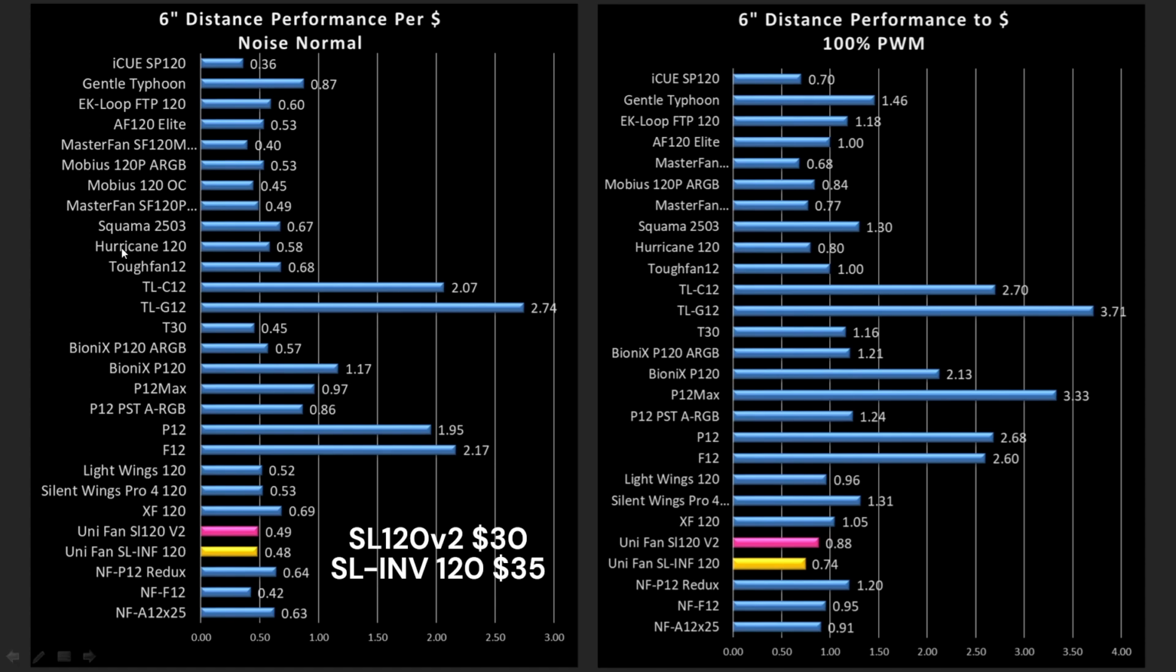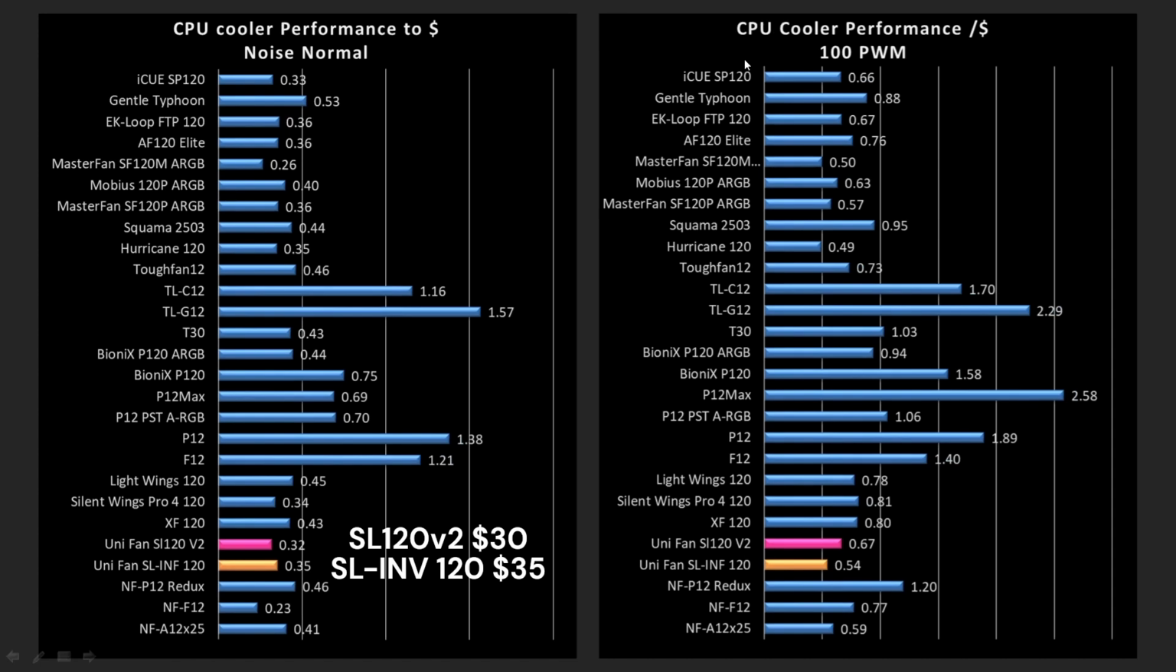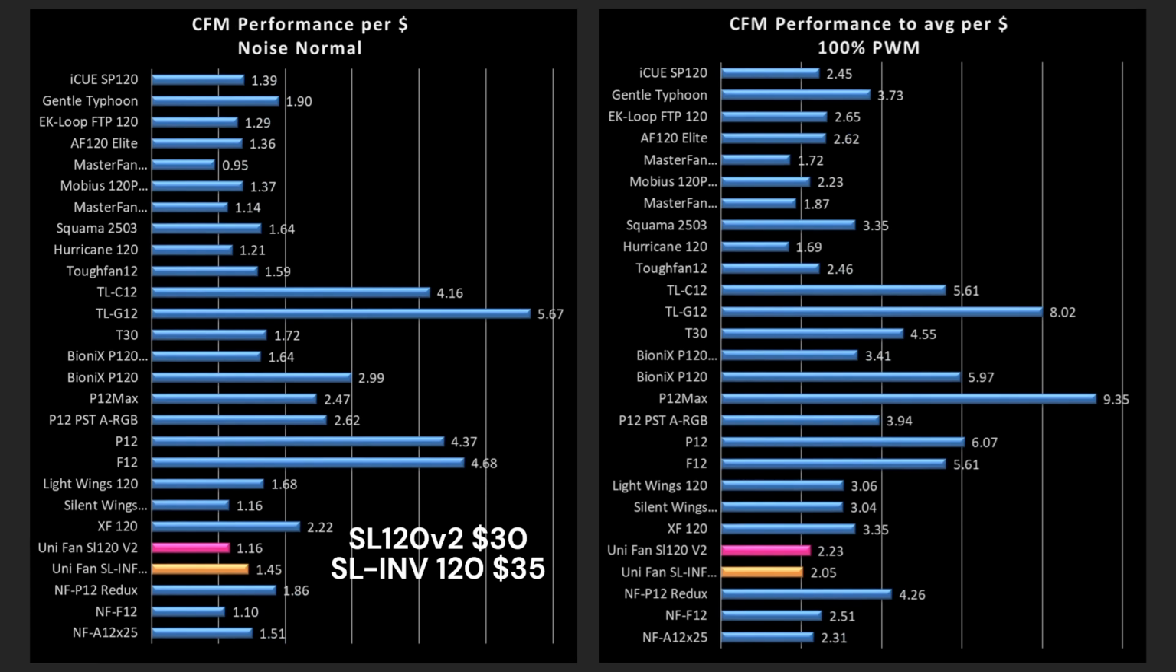And on this graph, what do we see? Noise normalized. The SL is terrible. How about at 100%? Still bad. At the 11-inch mark, I did not finish noise normalized values for the SL120 V2, and at 100% PWM fan signaling, it's right towards the bottom, but it's better than the worst. Good job, Corsair. How about through the CPU air cooler, noise normalized? Right at the bottom, not looking good. How about at 100%? Still pretty low. CFM? Nope.